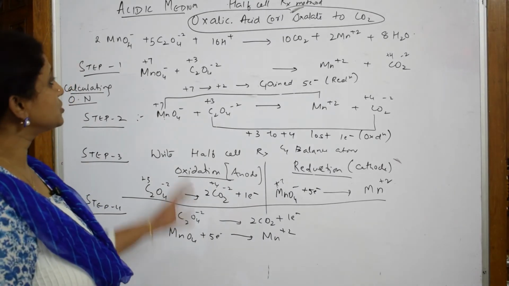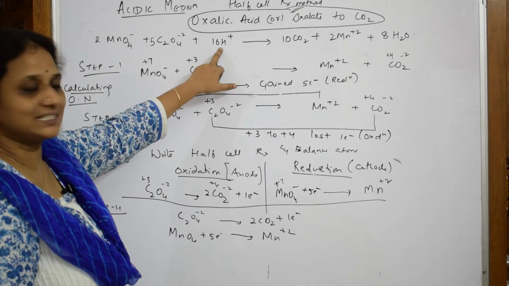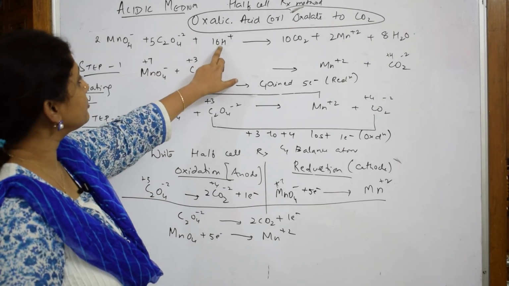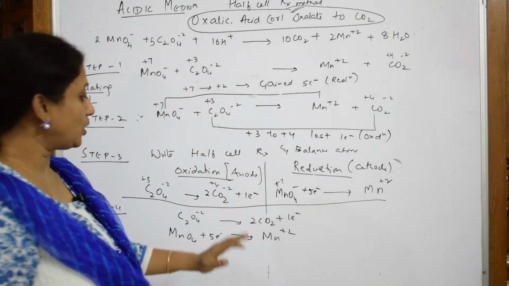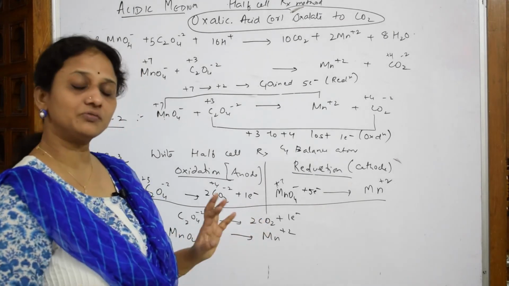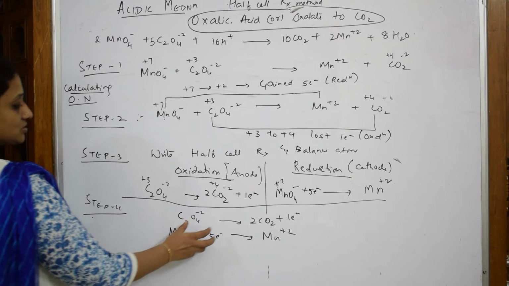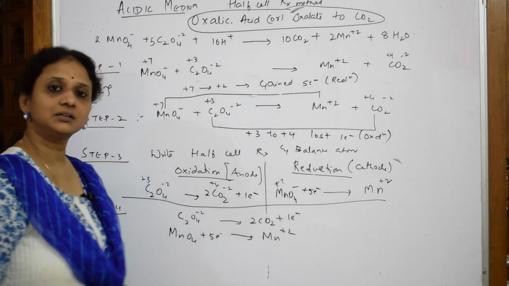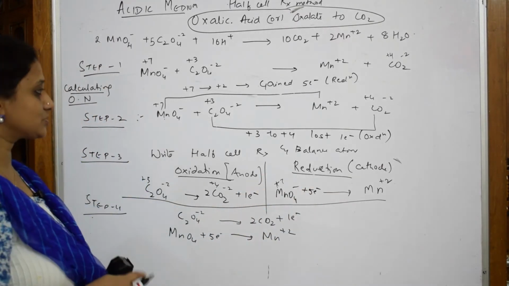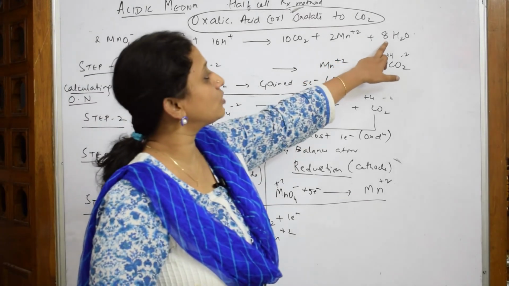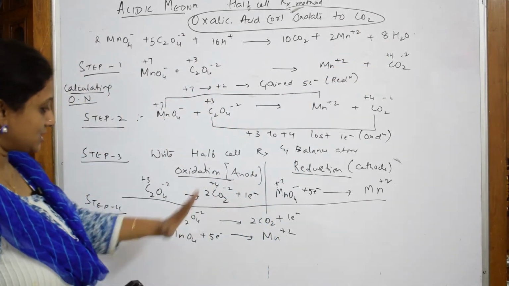How will you balance oxygen? Just observe, I said acidic medium, isn't it? When I say acidic medium, you have to be very careful. You have to balance oxygens on whichever side is less. Again, whichever side oxygens are less, on that side you will add water. Hope you understood this. Just see in the final reaction, where did I get water? I got water on the right hand side. So let us come back and see.